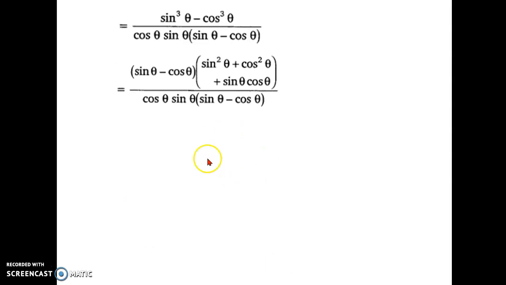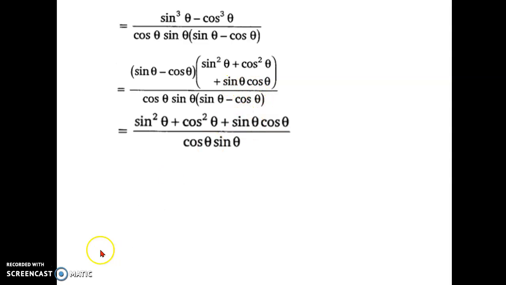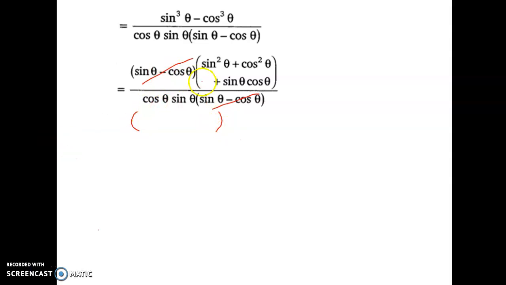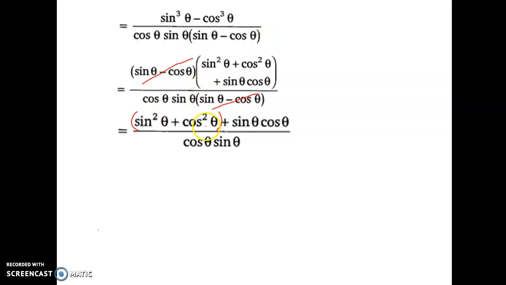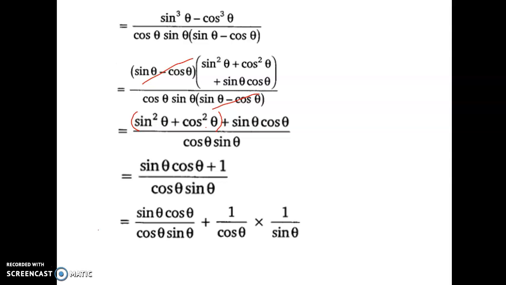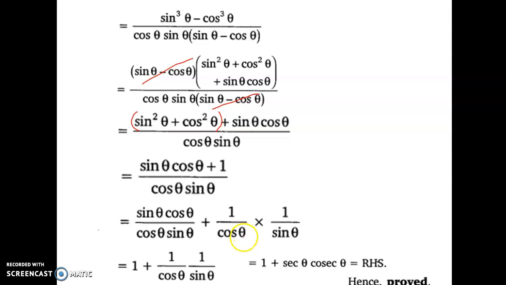So by the a cube minus b cube identity, it is expanded. So a minus b into a square plus b square plus ab. Then sin theta minus cos theta, which is in both numerator and denominator, can get cancelled. So it will be left like this. So sin square theta plus cos square theta, by the identity you can write it as 1. Then cos theta sin theta is taken separately and it is written like this. What is 1 by cos theta? It is secant theta. 1 by sin theta is cosecant theta. So 1 plus secant theta cosecant theta, that is the RHS.